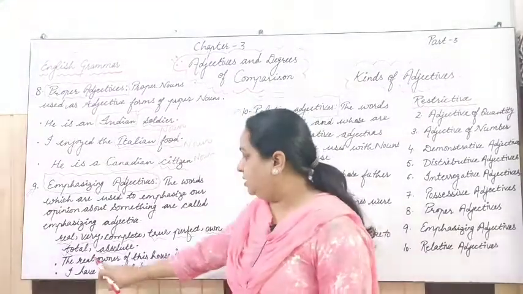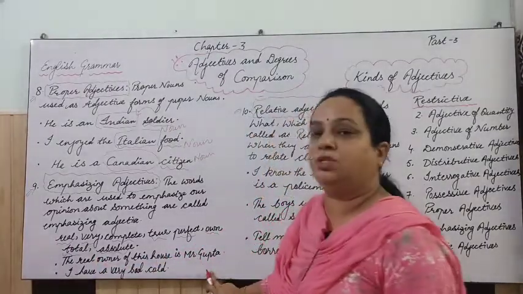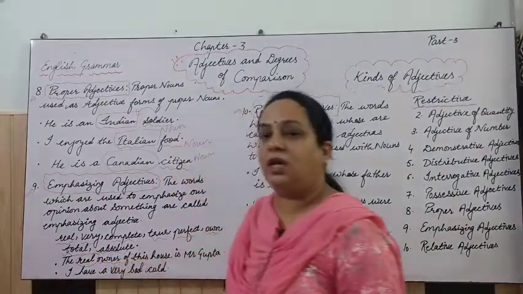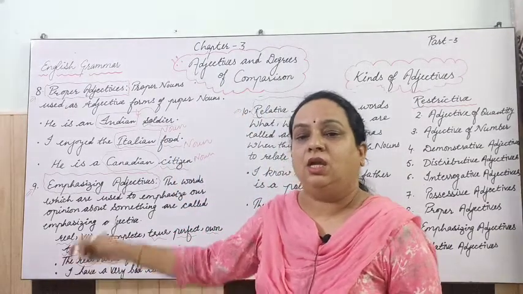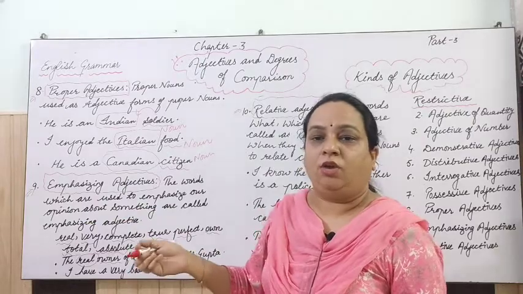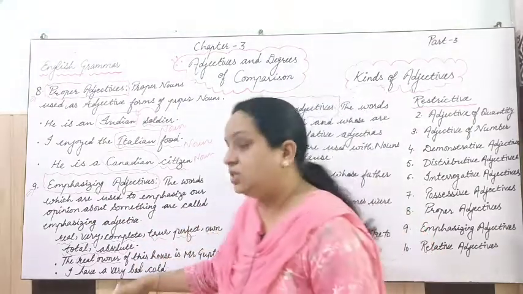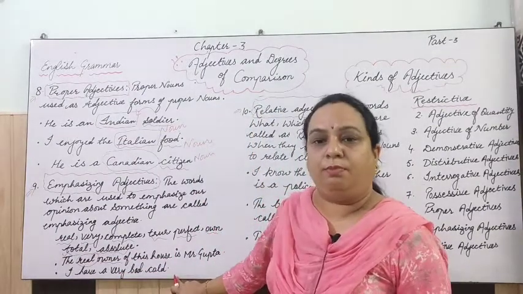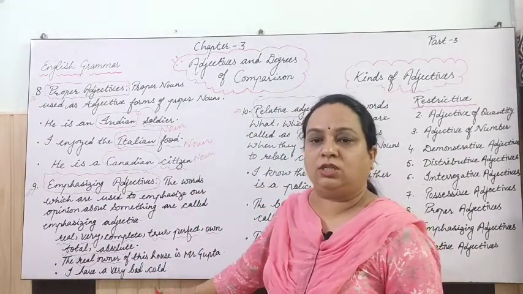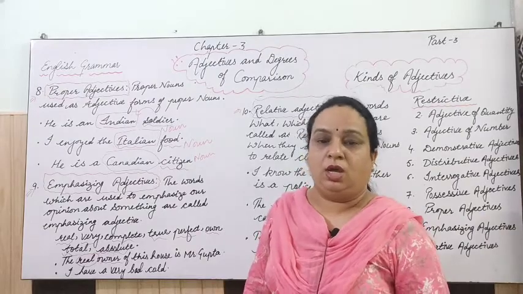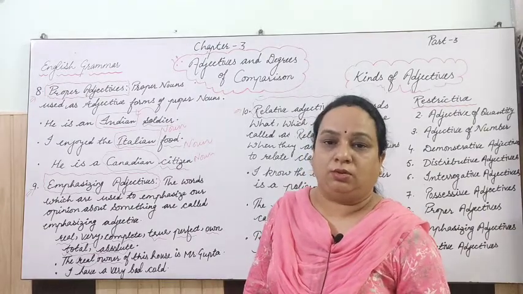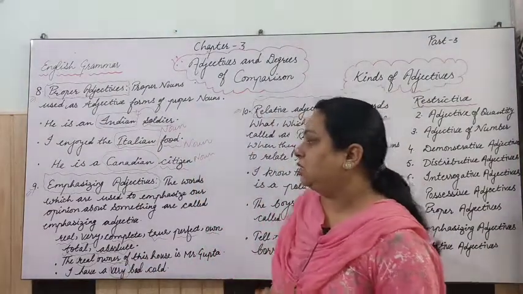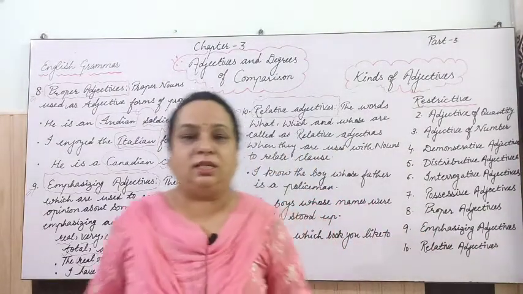So the example is, the real owner of this house is Mr. Gupta. So what is the word here? Real. And owner is what? Noun. So we are emphasizing here that the real owner of the house is Mr. Gupta. We are stressing on this word. I have a very bad cold. Bad cold, that's okay. Bad is also an adjective. But I have a very bad cold. So this very is emphasizing. This word very is also an adjective, and that is an emphasizing adjective.